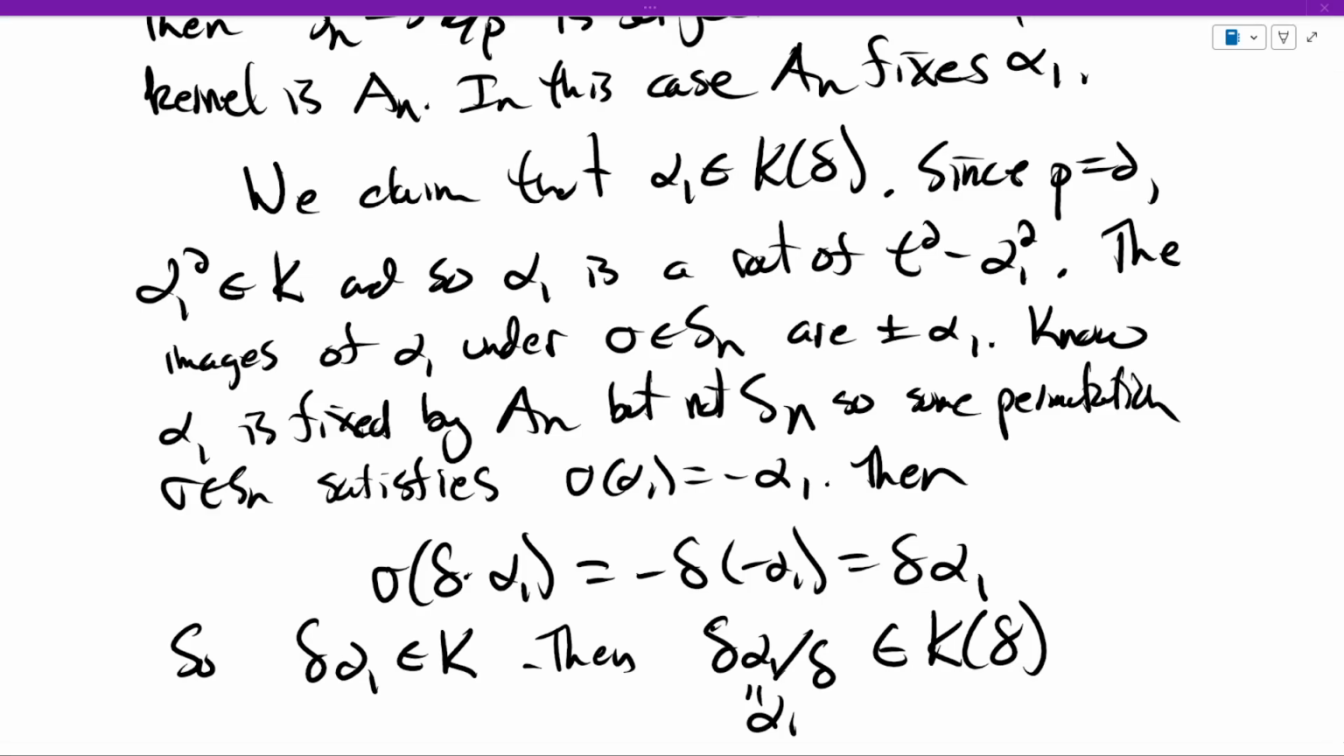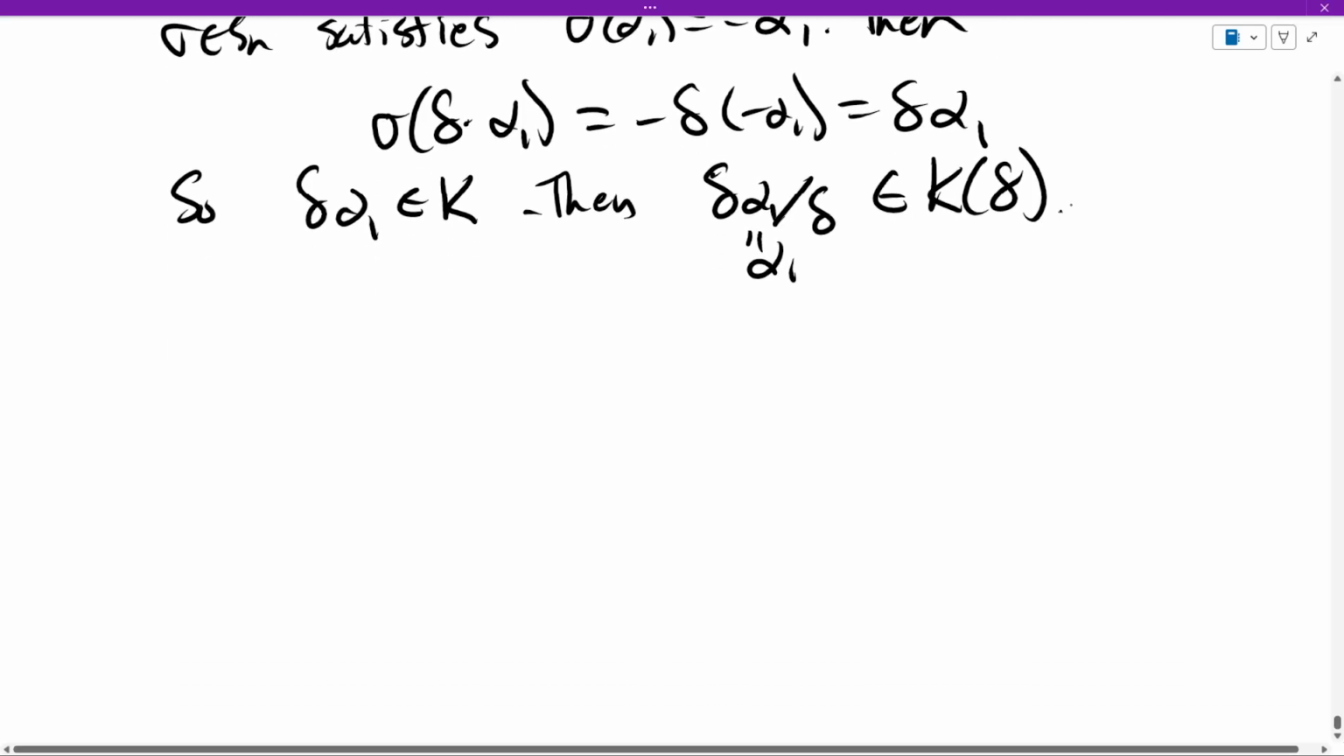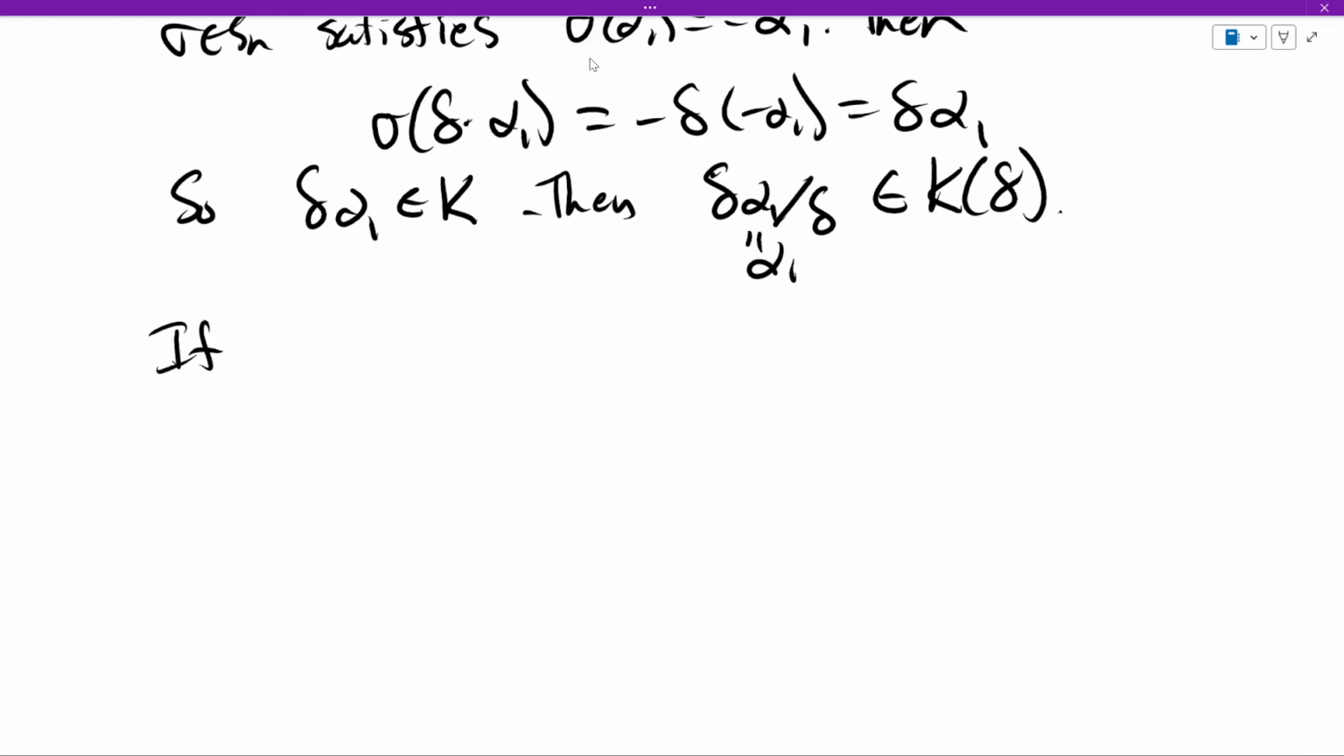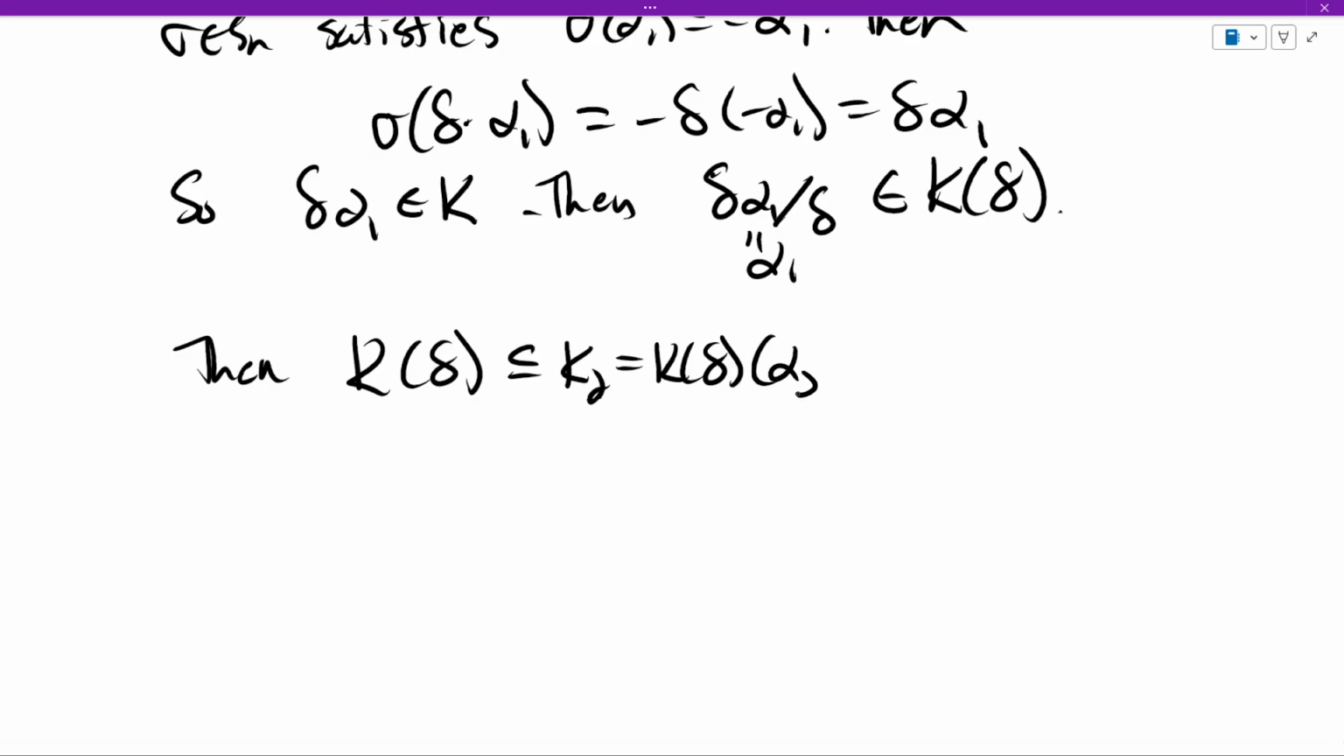So in the event that we have one root, we're done because t squared minus alpha 1 squared, that's fine. That degree is less than 5. Now if we have another root, otherwise, if we have more than one root, then K adjoin delta gives us access to alpha 1. That's going to sit inside K2, which we're going to set to be K adjoin delta alpha 2.